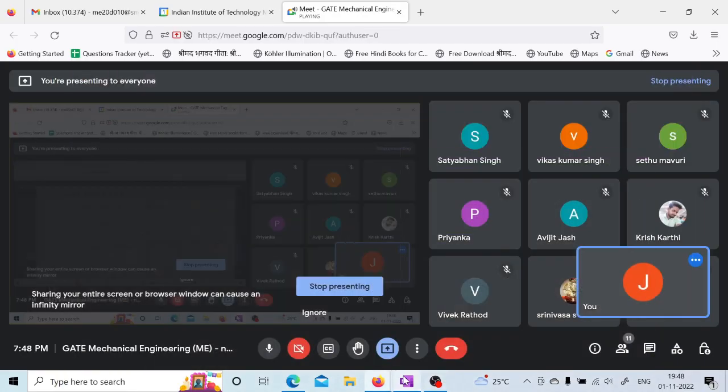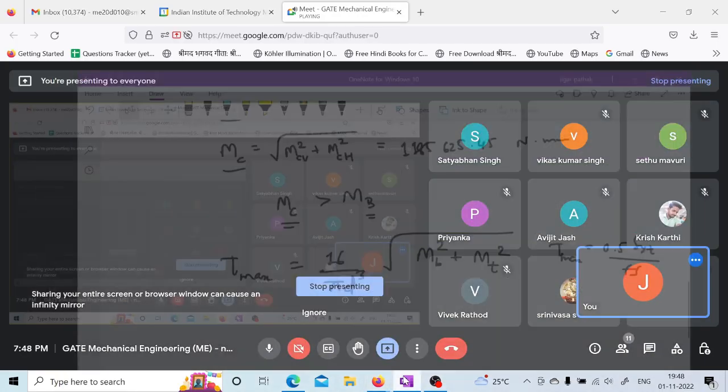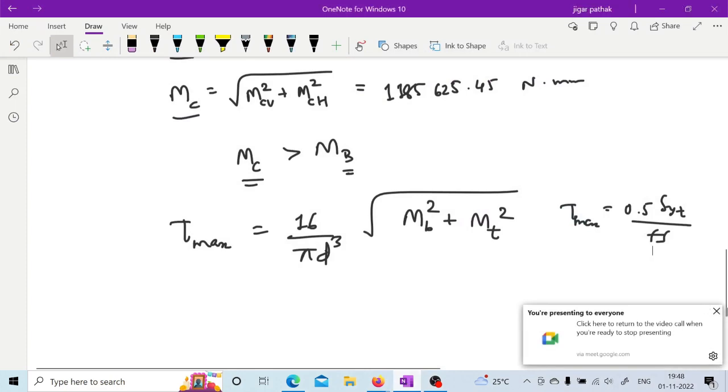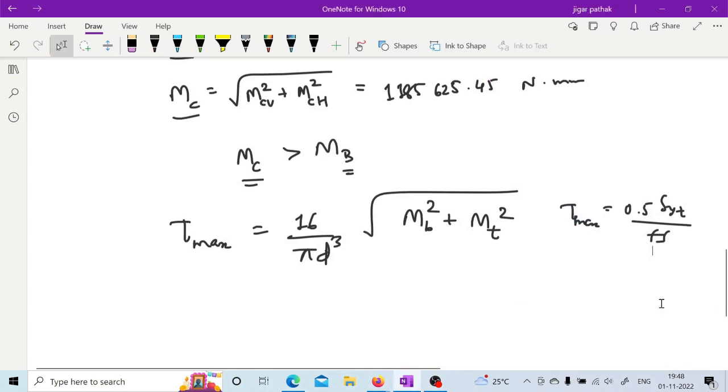You are provided with SYT as 400 and factor of safety as 3. So your tau max will be 0.5 into 400 by 3, which is 66.67. So now you can do the simplification and please let me know what diameter you are getting.